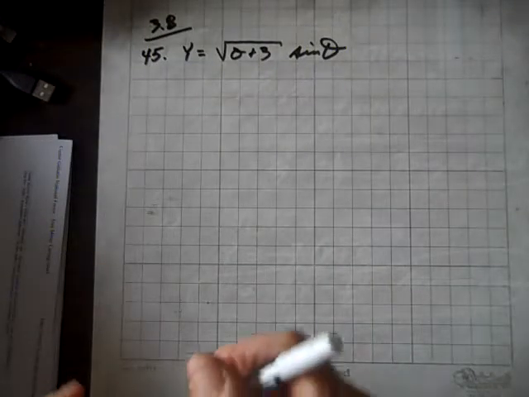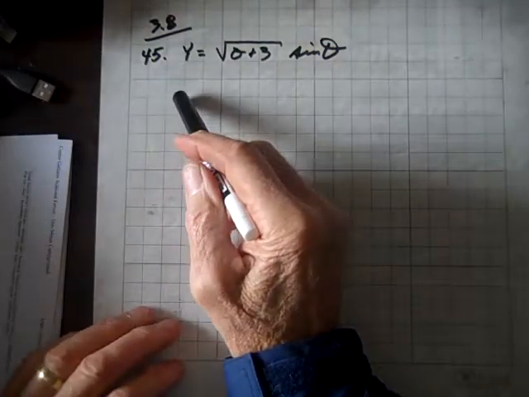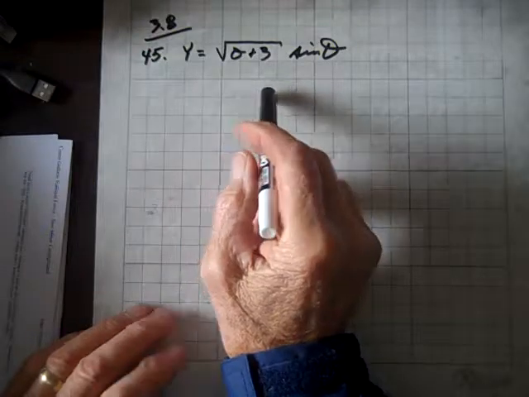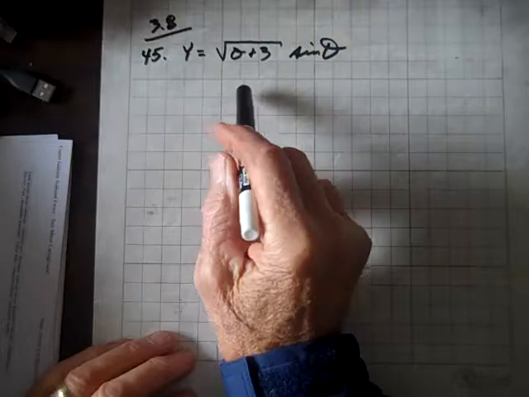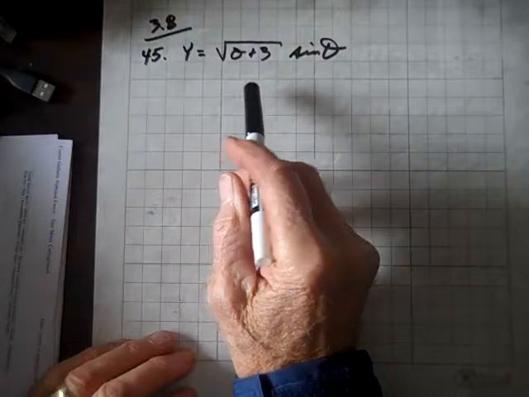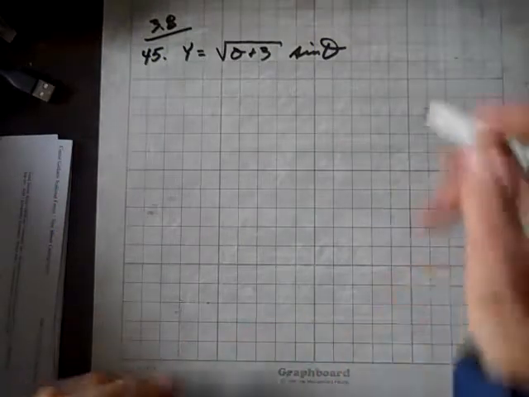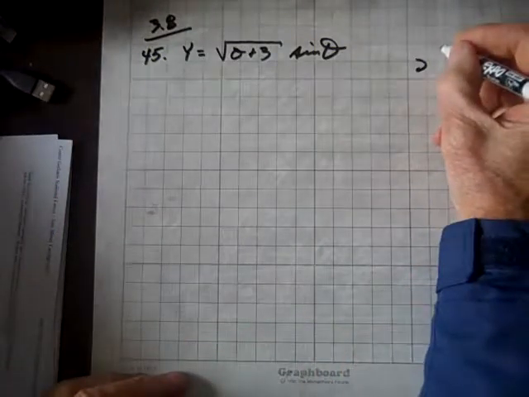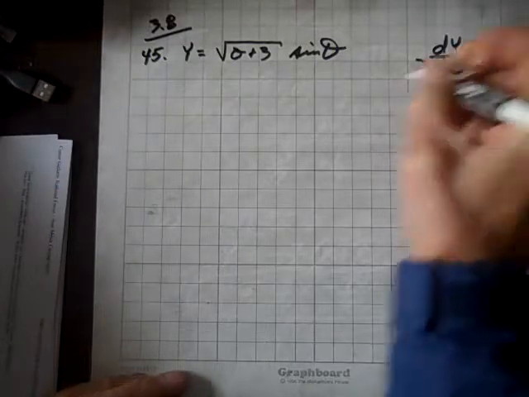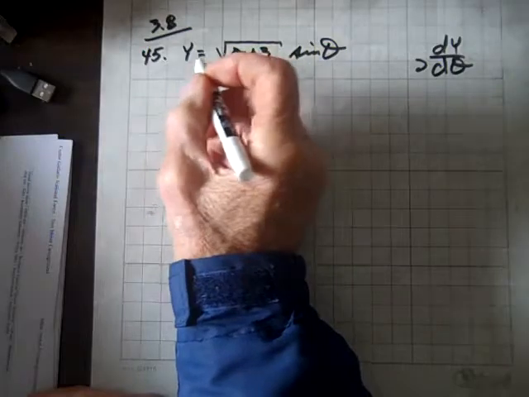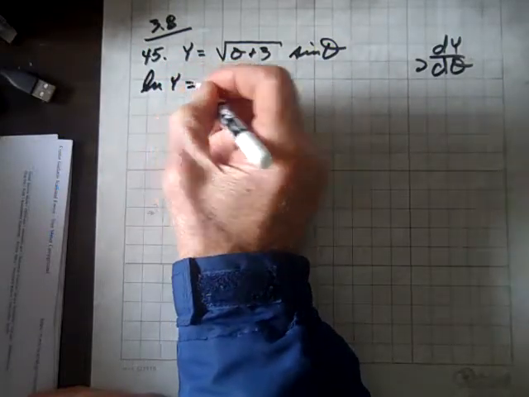Well, now we're on section 3.8 and we're doing question 45, and we have to use logarithmic differentiation to find the derivative of y with respect to, in this case, theta. So we're going to find dy d theta. But anyhow, using logarithmic differentiation, we'll take the log of both sides.